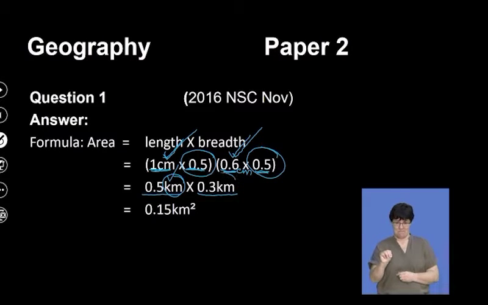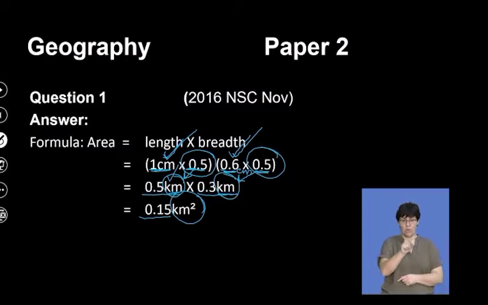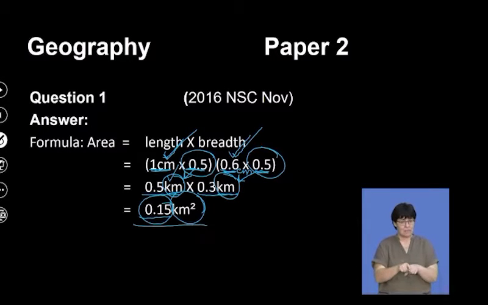Note, the answers in this step are in kilometers. Why? Because I've measured by 0.5. Hence, kilometers times kilometers equals kilometers squared. And my answer, 0.5 multiplied by 0.3, 0.15. That final answer is given a mark only if you have your unit of measurement.